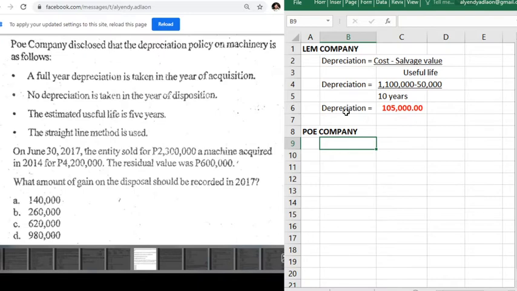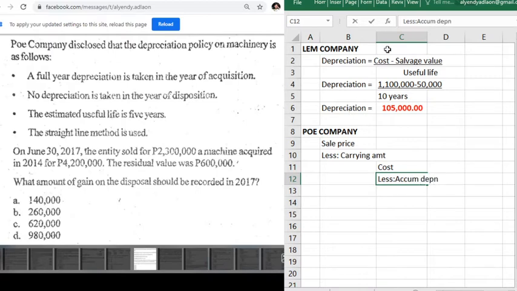Of course, class, the gain or loss is to be computed by deducting the carrying amount of the asset from the selling price. We already have the given selling price, in which the machinery was sold for 2,300,000. So the problem here now is how much is our carrying amount. What is the computation of the carrying amount? That would be the cost less any accumulated depreciation.